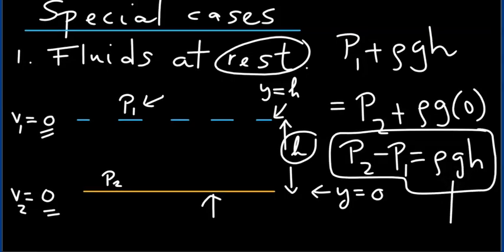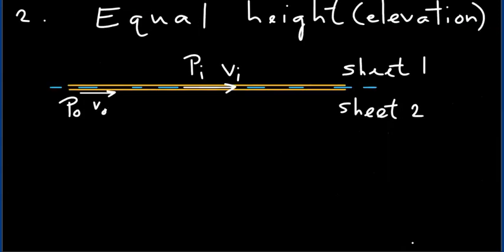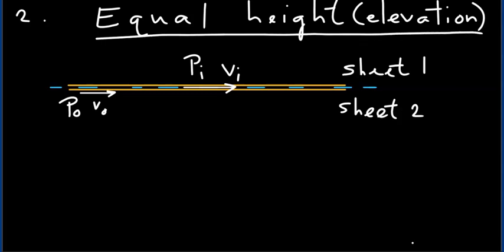The right-hand side of this equation is known as the gauge pressure. So in other words, what this equation is saying is that the pressure due to this much of liquid column is quite simply rho g h. Special case 2 is when the 2 points are at equal height or equal elevation.